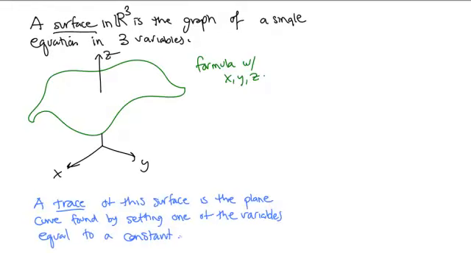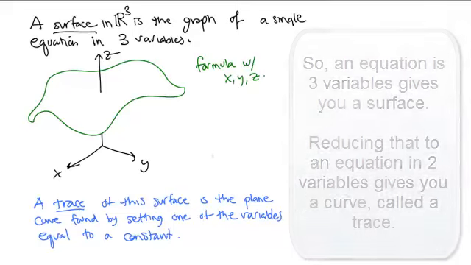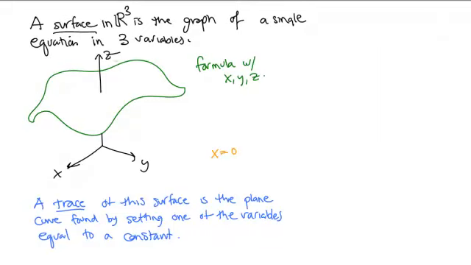A trace of the surface is the plane curve found by setting one of the variables equal to a constant. Intuitively, it's what we get when we slice the surface with a plane parallel to one of the coordinate axes. For example, if we were to set x equals 0 in our formula, we would be taking the plane x equals 0, which is the zy plane, and we would be slicing it through the surface. And the trace would be the curve we get by making this slice.